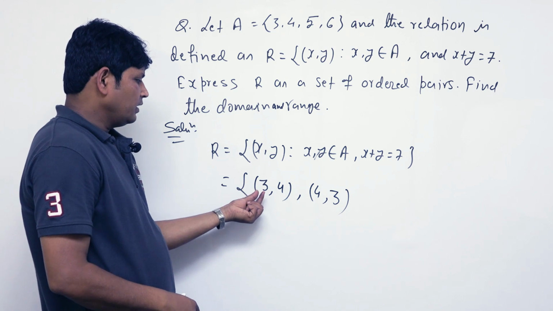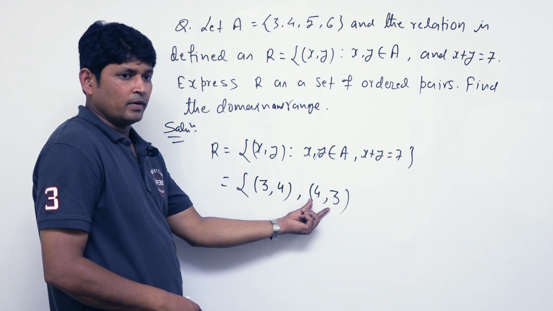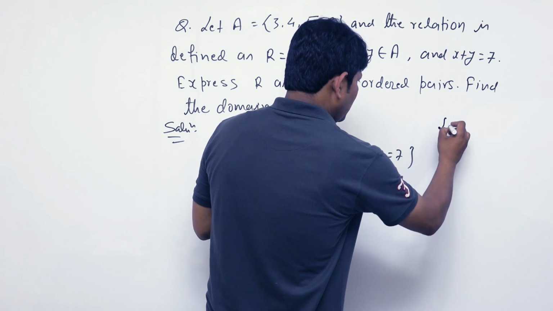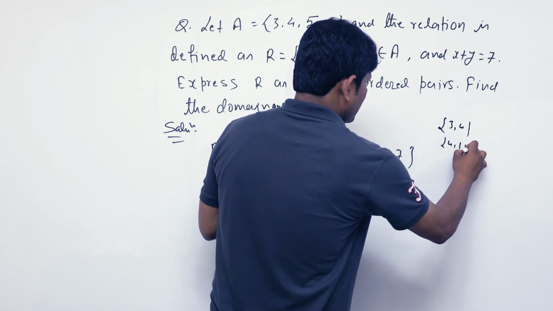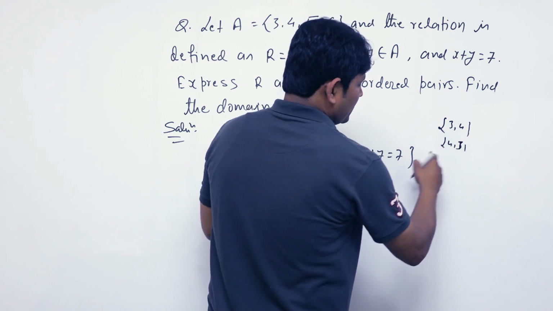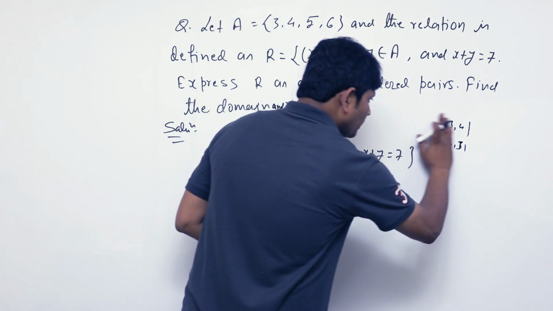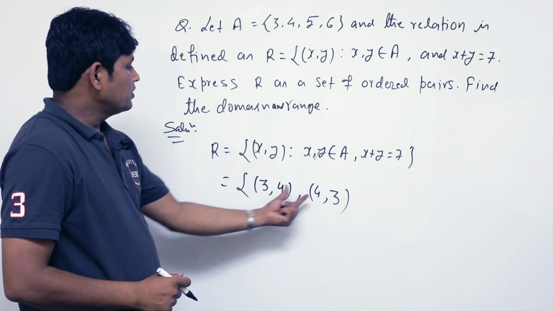Don't get confused here: (3, 4) and (4, 3). In ordered pairs, (3, 4) and (4, 3) are different. In sets, 3, 4 and 4, 3 are the same thing. But in ordered pairs, they are different. So (3, 4) and (4, 3) are different, and so they are in the relation.